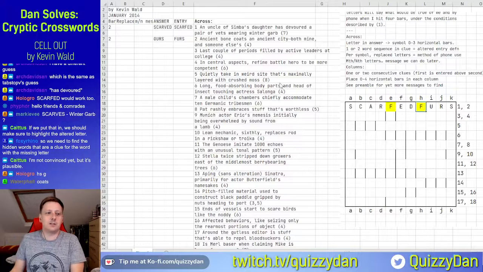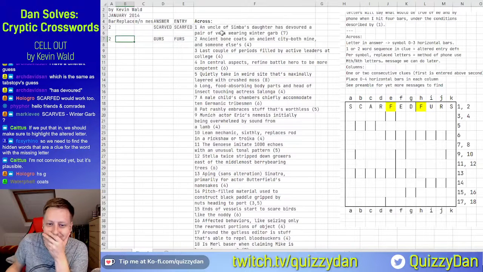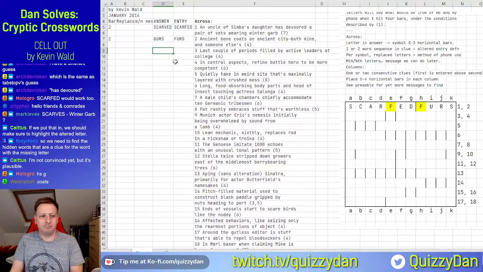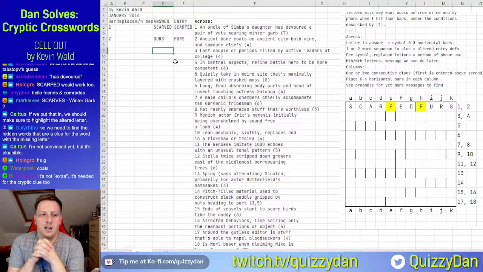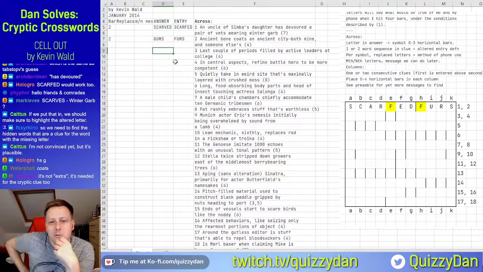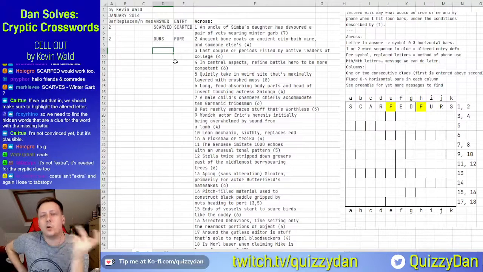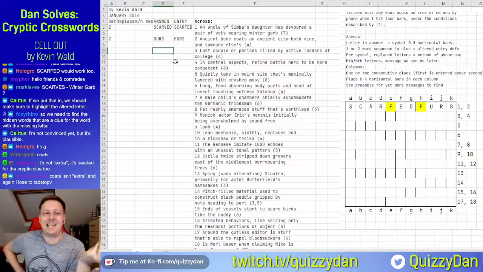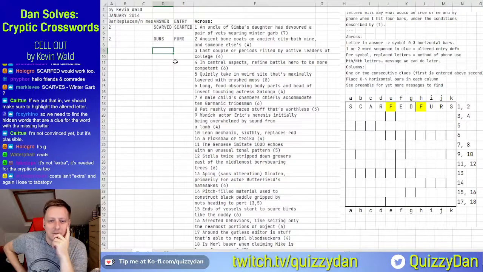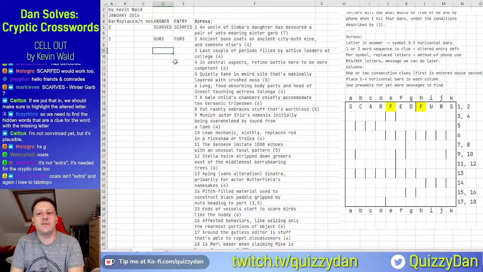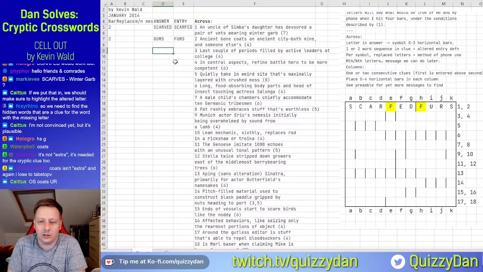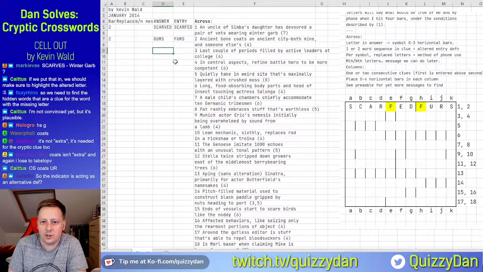Right. Oakley McDokley. Oh, strap in, everyone. Number 3 across. It's not extra, it's needed for the cryptic clue too. So every clue will have this sort of and lit. Oh my goodness. Okay, last couple of periods filled by active leaders at college. Last couple of periods filled by active leaders at college.